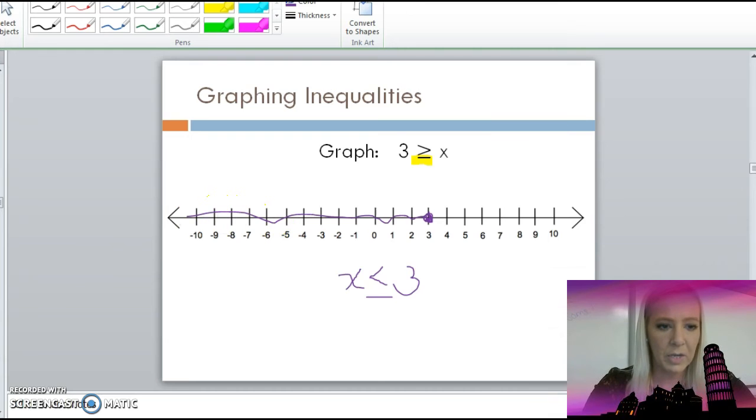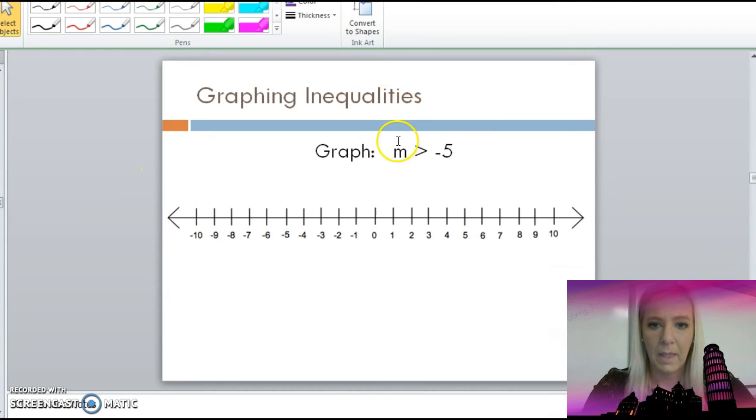Okay, let's look at one more example. M is greater than negative 5. I'm going to leave an open dot at negative 5.